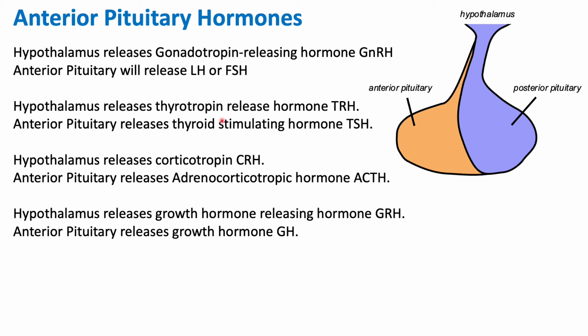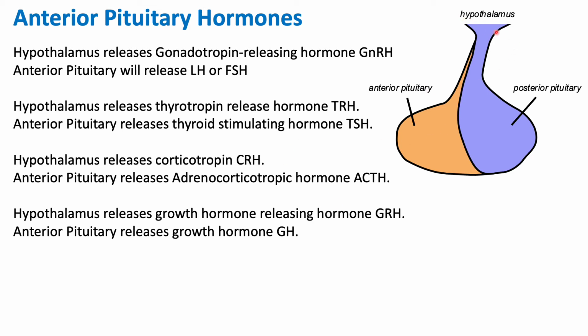But when the hypothalamus releases thyrotropin releasing hormone, or TRH, that causes our anterior pituitary to release thyroid stimulating hormone, or TSH. Now, when the hypothalamus releases corticotropin releasing hormone, or CRH, the anterior pituitary will then release adrenocorticotropic hormone, or ACTH. When the hypothalamus releases growth hormone releasing hormone, or GHRH, the anterior pituitary will release growth hormone, or GH.